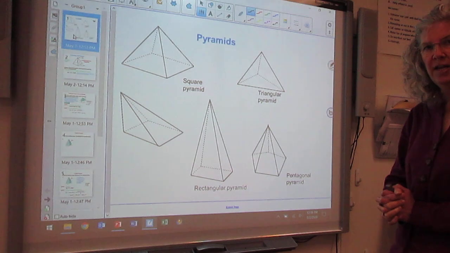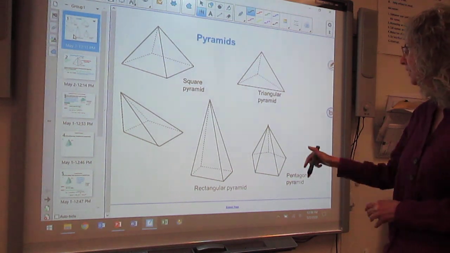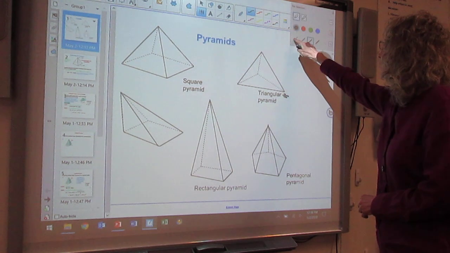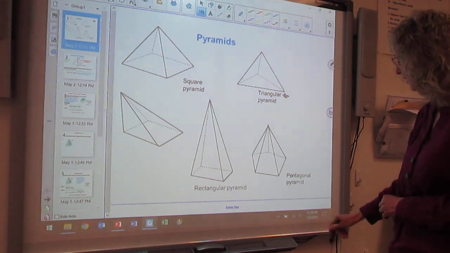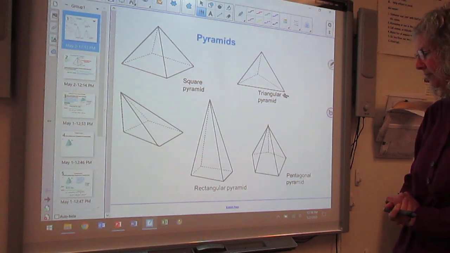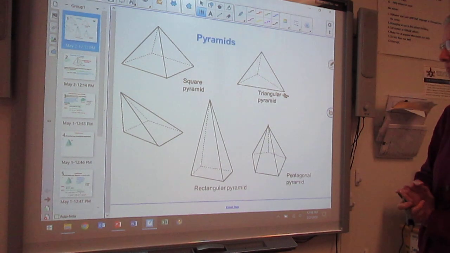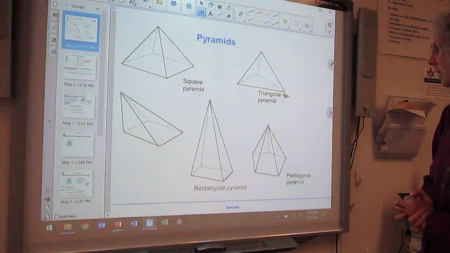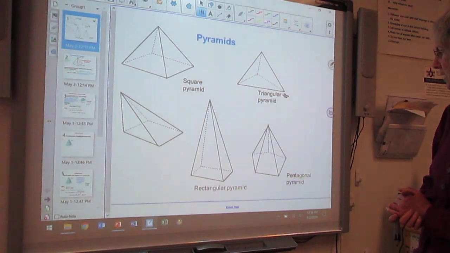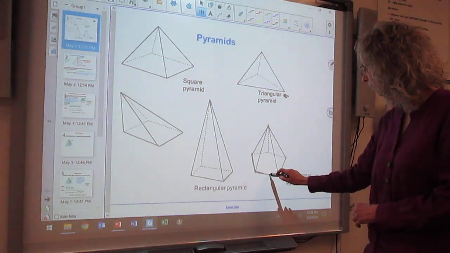Notice that the shapes are different. They are categorized by the shape of their base. The base is a triangle, and it is a triangular pyramid. Here we have a base that's a pentagon. We have a pentagonal pyramid. Here we have a base that's a rectangle. That's a rectangular pyramid. Okay? They vary in height. Now, one thing that's interesting is this looks like a regular pentagon.